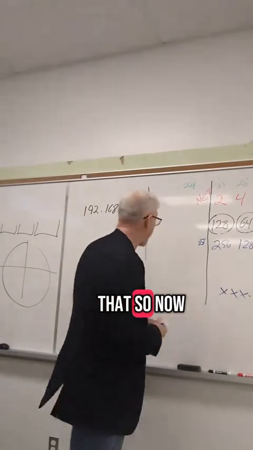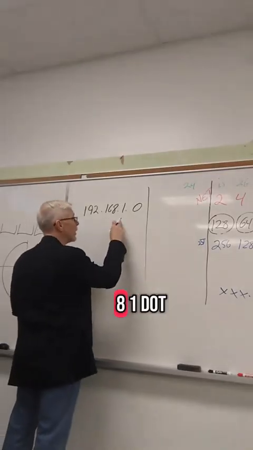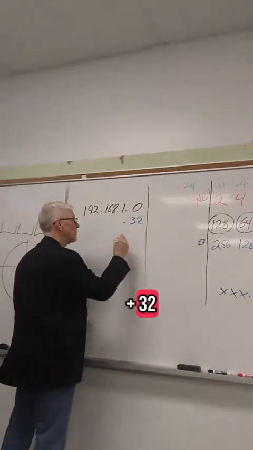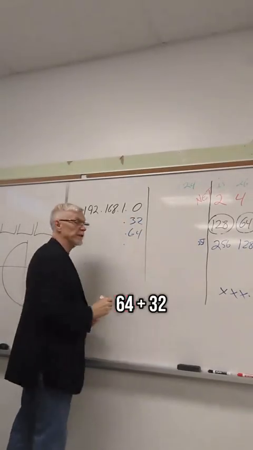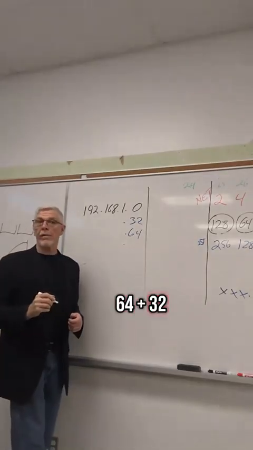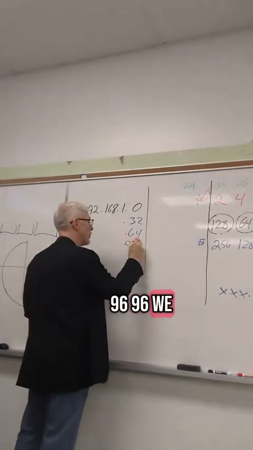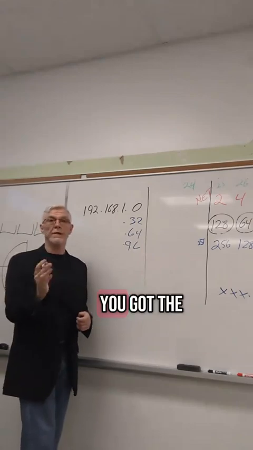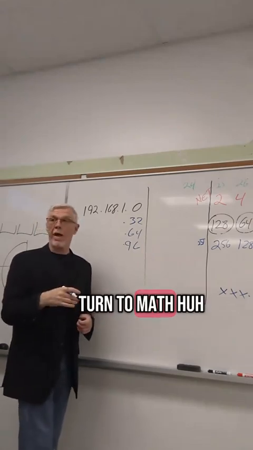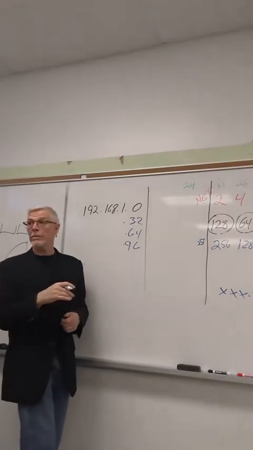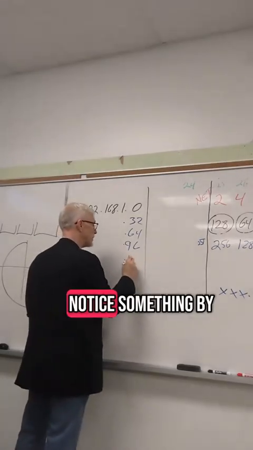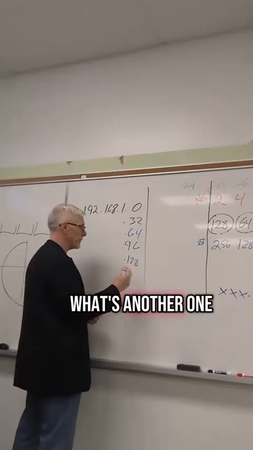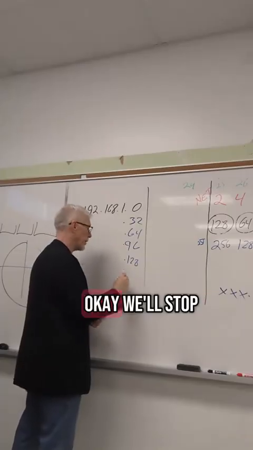So let's do that. Now I have 192.168.1.0. The next one will be .32. 32 plus 32. 64 plus 32. 96. We don't have to do them all. 96 plus 32. Now it's your turn to do math. What is it? 128. Now you'll notice something, and I'm going to tell you something very important after this. What's another one? Give me one more. 160. Okay, we'll stop there.